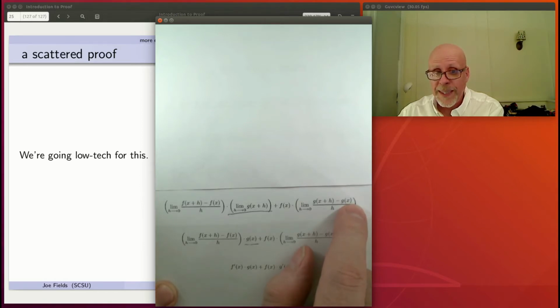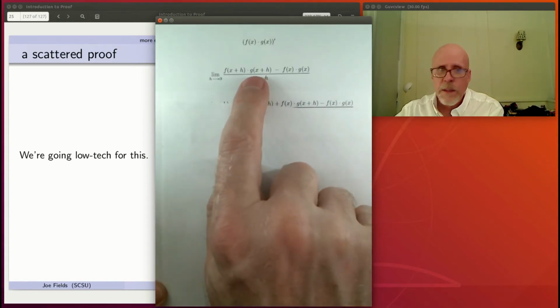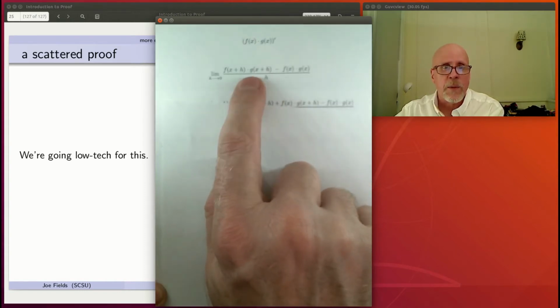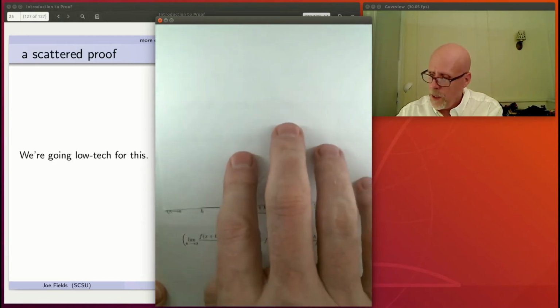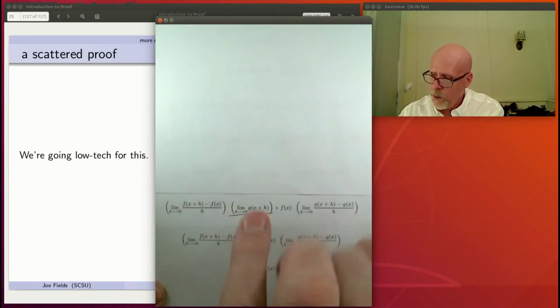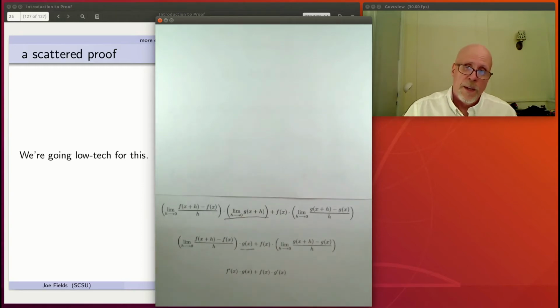What I'd really like to see up front is something that looks like f times g, both of them evaluated at x plus h. And that is the motivation for replacing g of x with g of x plus h. Now, that came at a cost. I've got it inside a limit. But we know because of continuity of g of x that that limit exists.